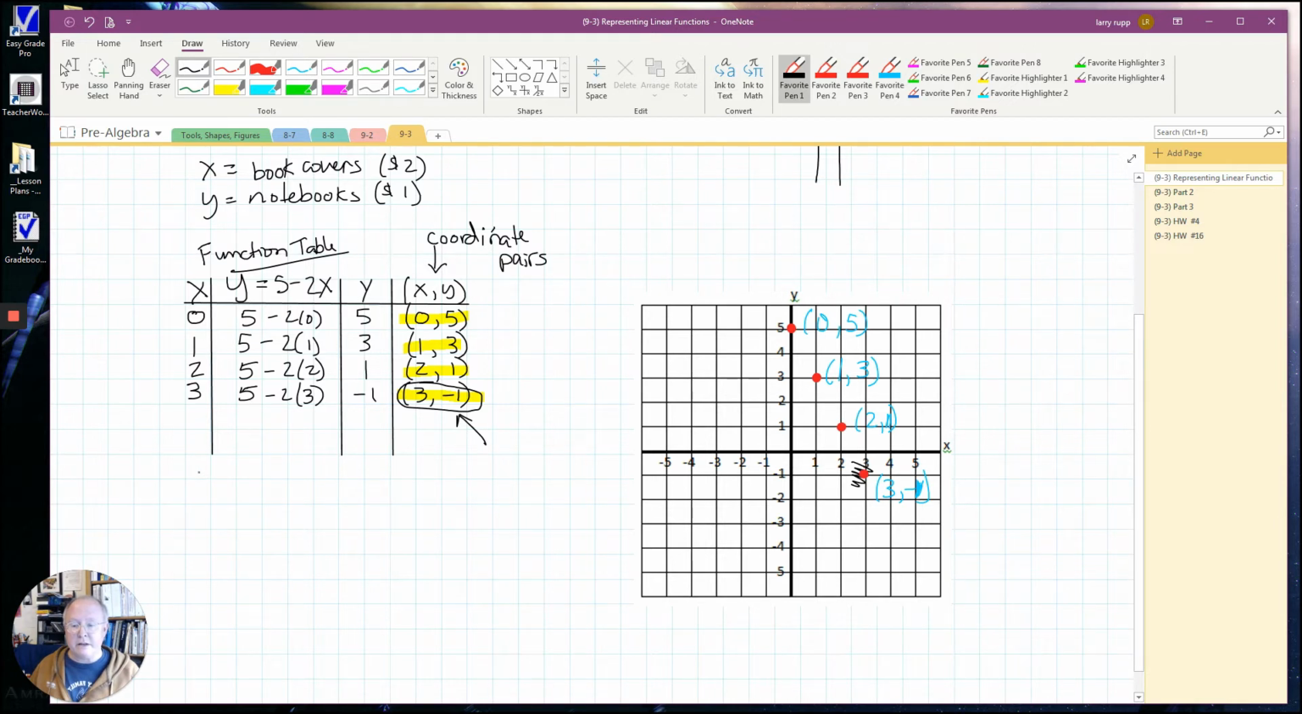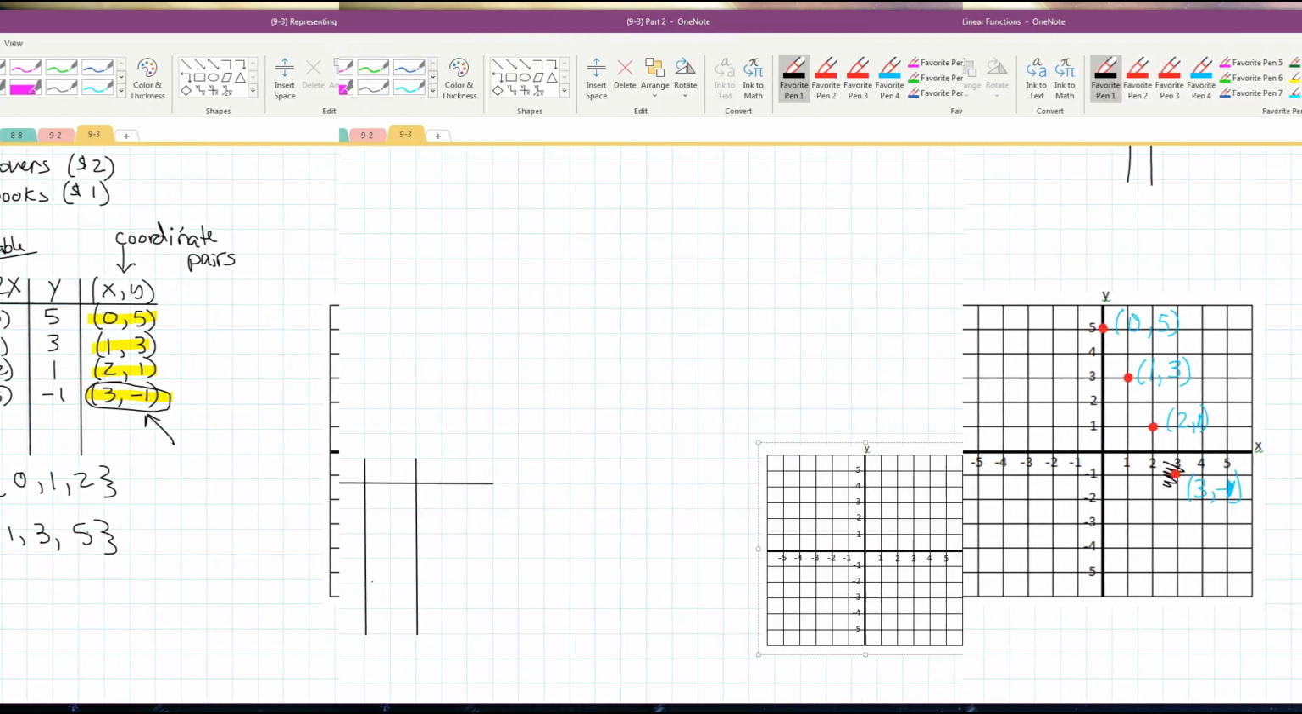Our domain then for this function is this squiggly line. The domain is 0, 1, 2. Now what's the range? The range is 1, 3, and 5. Those are the y values, just going in order, not necessarily in matched order. Otherwise it would be 5, 3, 1.